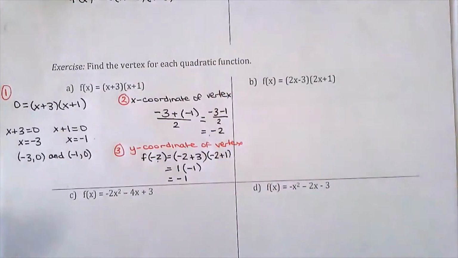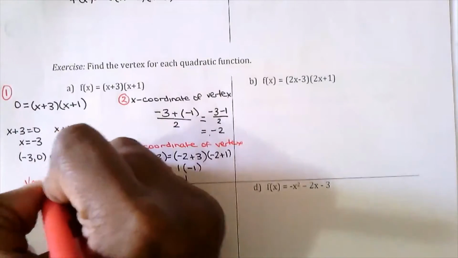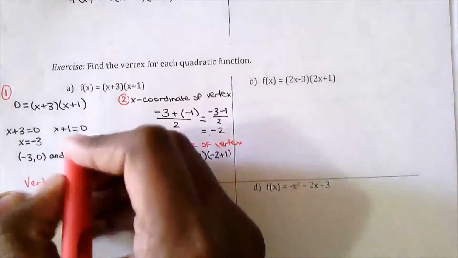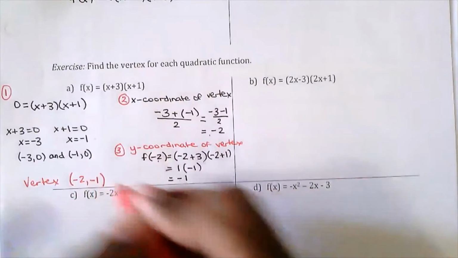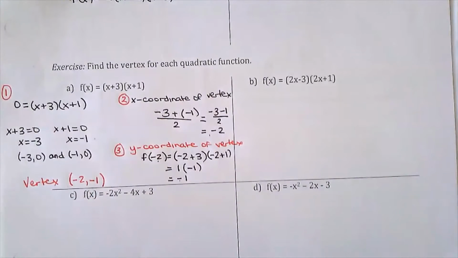So let me write down my final answer. The x-coordinate of the vertex was negative 2. The y-coordinate of the vertex is negative 1. And now I have my complete vertex. Again, we didn't review this after the break, but I'm going to go through the steps again.